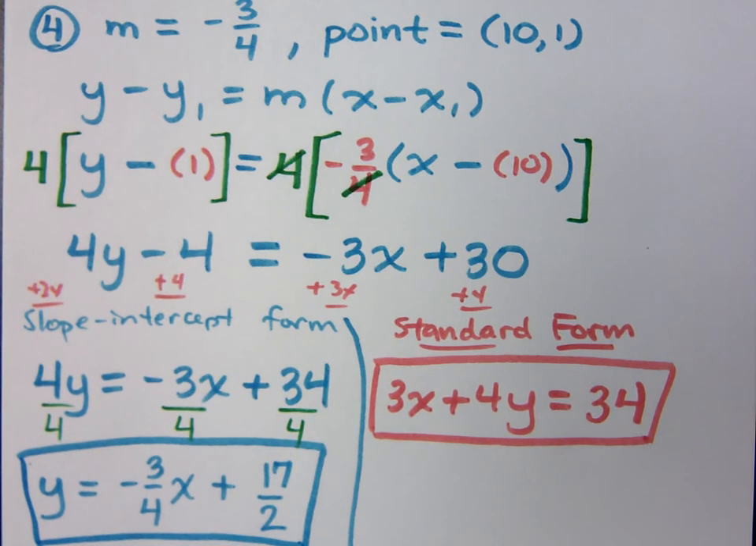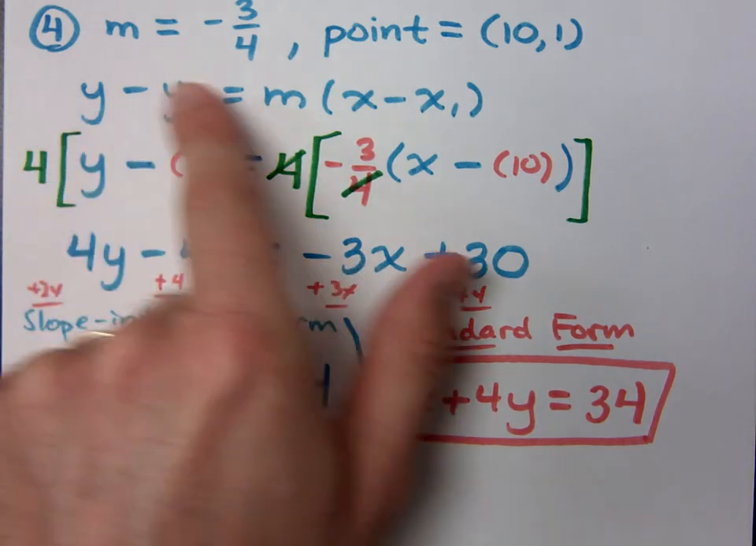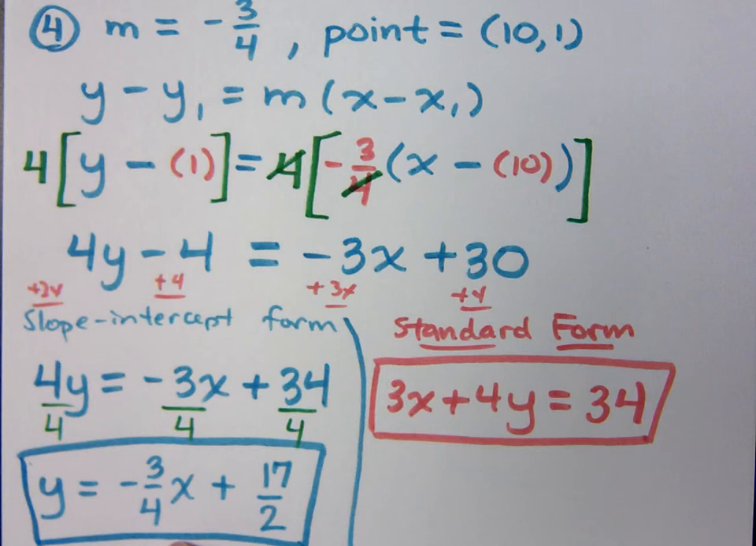Could you use the slope-intercept form to get the standard form? The answer is yes. You could add the 3/4 x, but then you have to clear the fractions. So my question to you is, if you were already doing all of this to begin with, why create fractions just to clear them again, right?